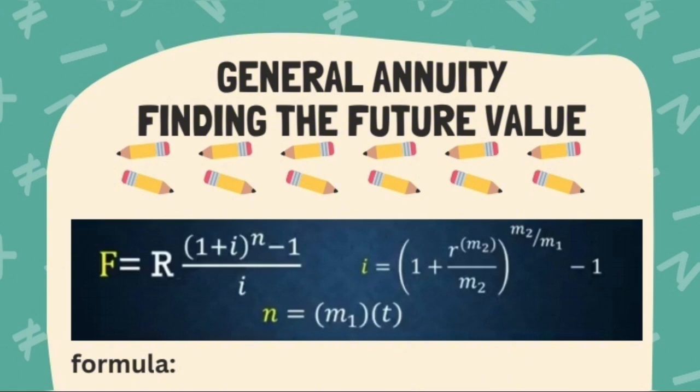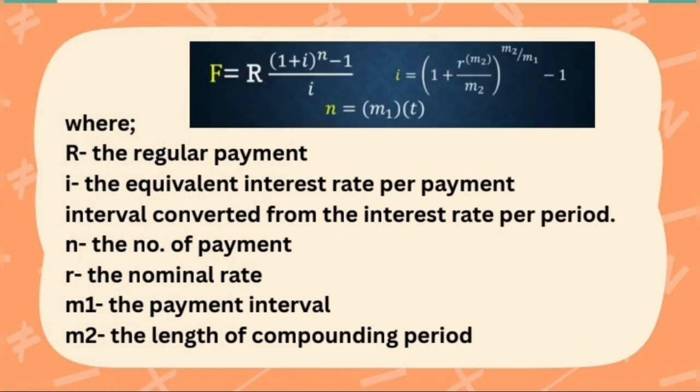So next is general annuity, finding the future value, where R is the regular payment, i is the equivalent interest rate per payment interval converted from the interest rate per period, and n is the number of payments, and r is the nominal rate, and m sub 1 is the payment interval, and m sub 2 is the length of the compounding period.